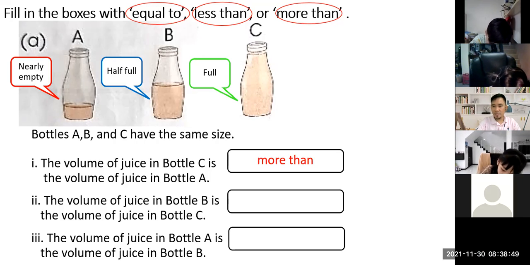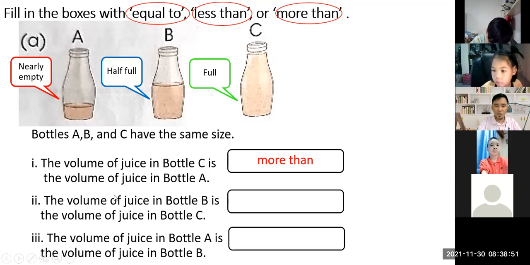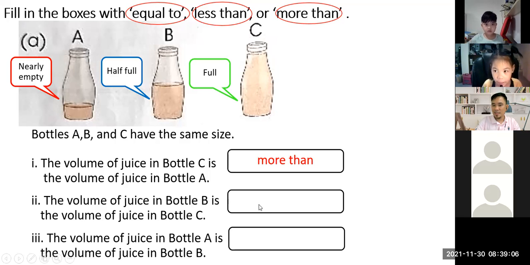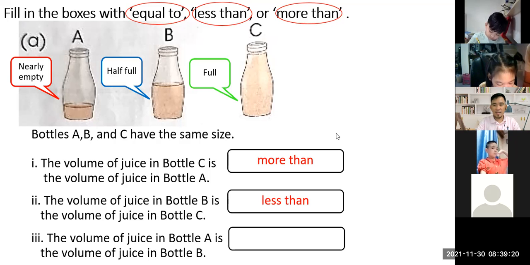Now for number 1, the answer is more than. Next, number 2, bottle B and bottle C. The volume of juice in bottle B is more than or less than? Less than. This is the volume of bottle B, and this is bottle C. So bottle B is less than bottle C.